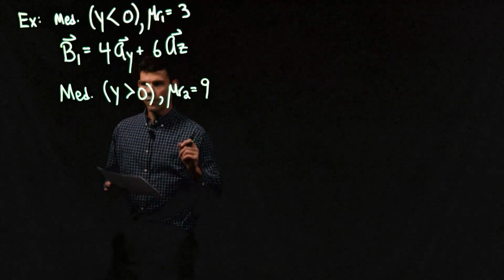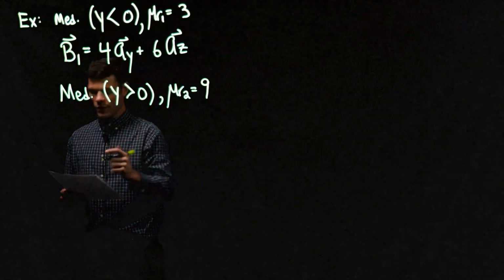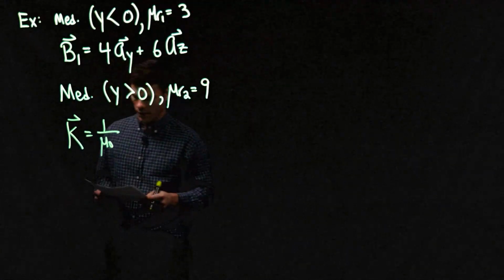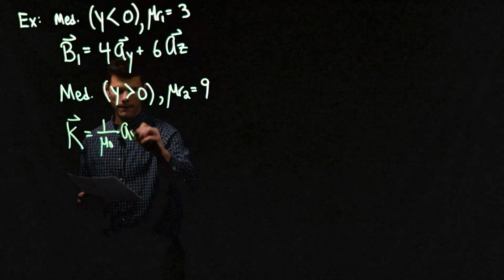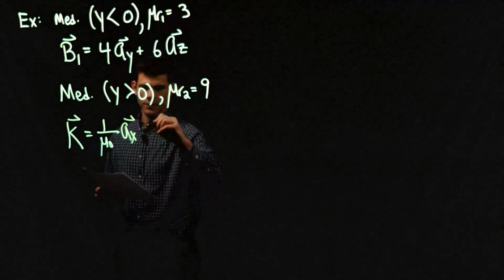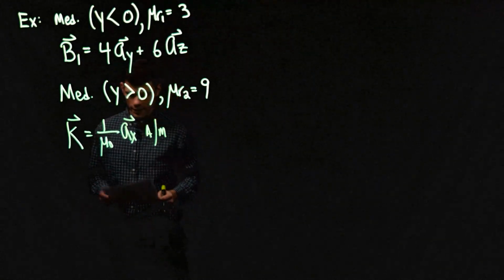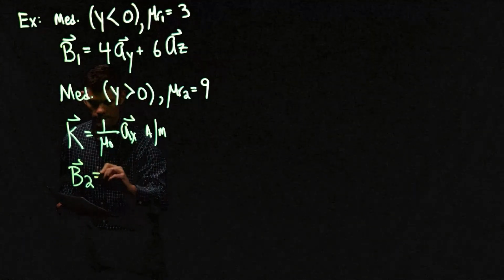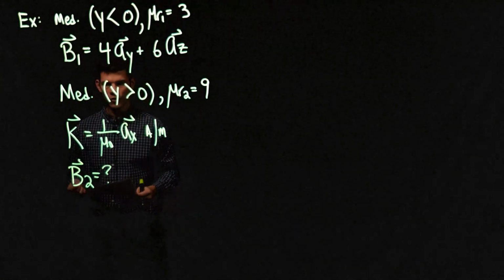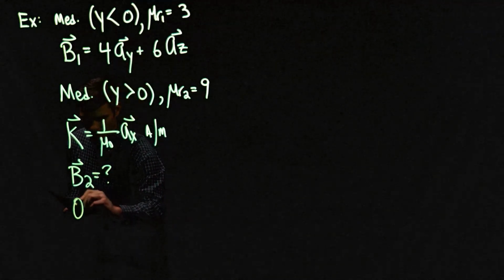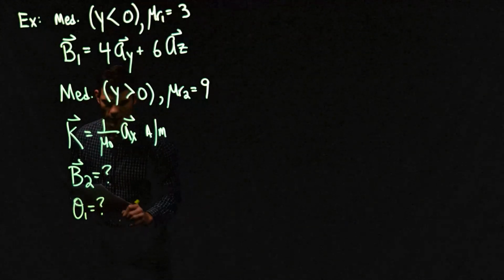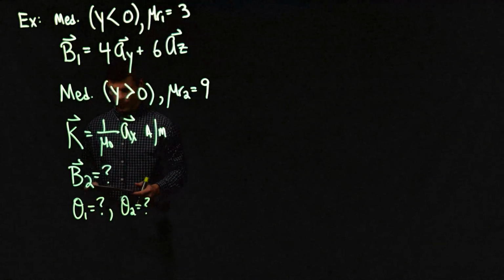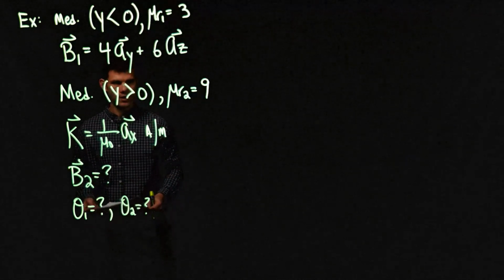Now what we also have to use is that we have a surface current, which is 1 divided by the permeability of free space, and that's in the AX direction. We'll give it some units, amps per meter. Now what we're to find is what is B2 equal to, and then also, what are the angles that B1 and B2 make? So we'll call this theta 1. So that's the angle that B1 makes with the normal, and theta 2, and that's the angle that B2 makes with the normal. So this is the problem that's stated. This is what we're trying to find.